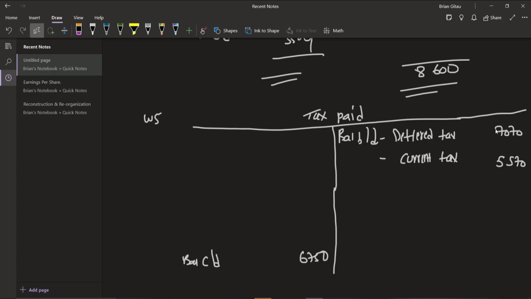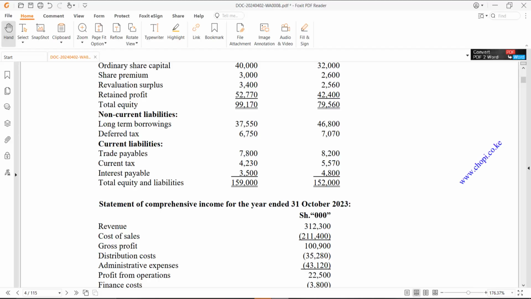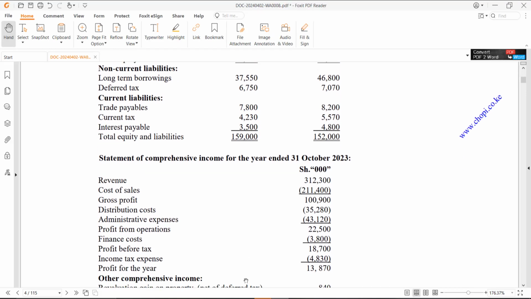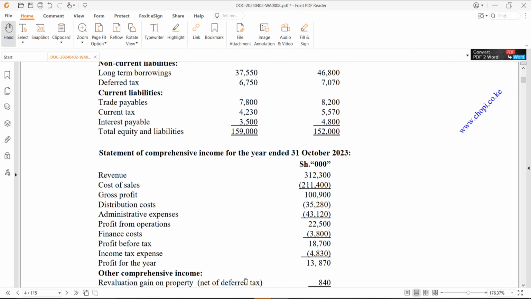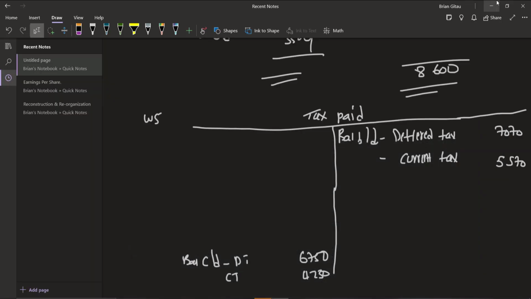and 4,230 for current tax, deferred tax and current tax. So the current tax figure is 4,230. So from the P&L, let's check. Income tax expense is given as 4,830, so let's record that. From the P&L, we have it as 4,830.